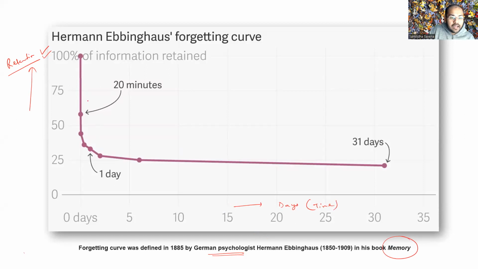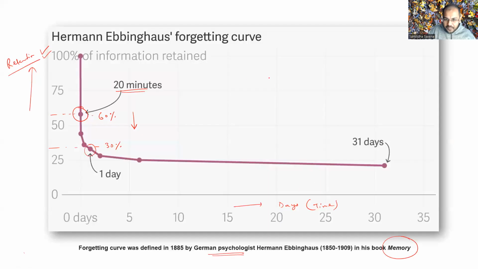He found that after 20 minutes, you will be able to remember only 60% of things. And after one day, you will only be able to retain approximately 30%, right? So if you look at this graph, the maximum deterioration in retention happens within one day. Okay, so what do we mean by that?